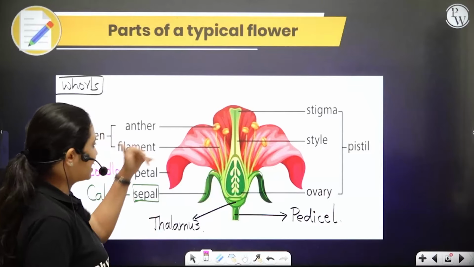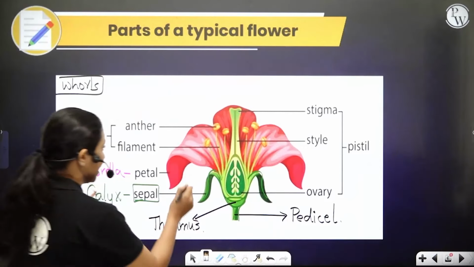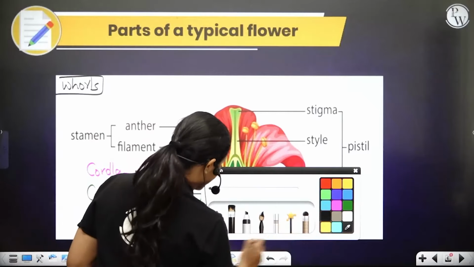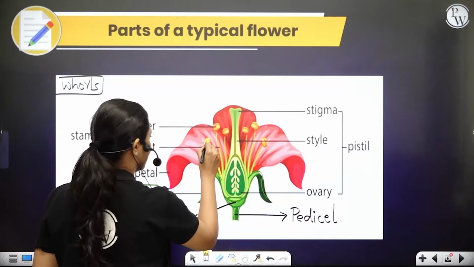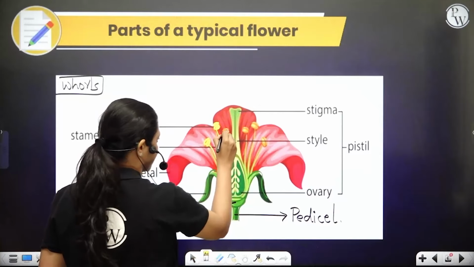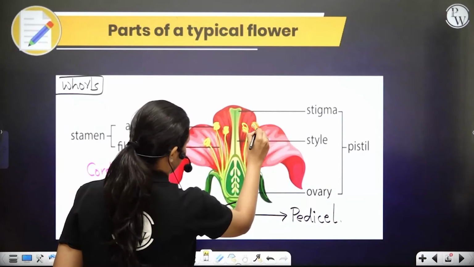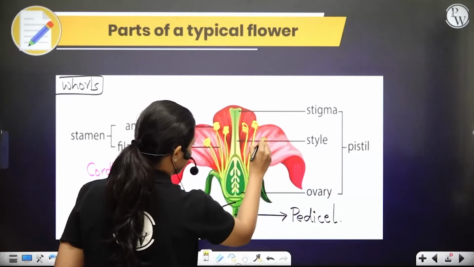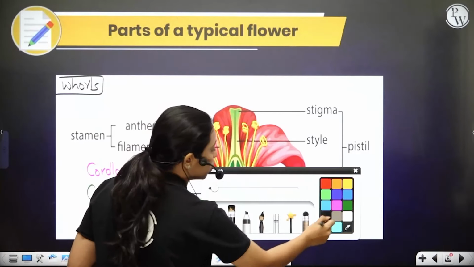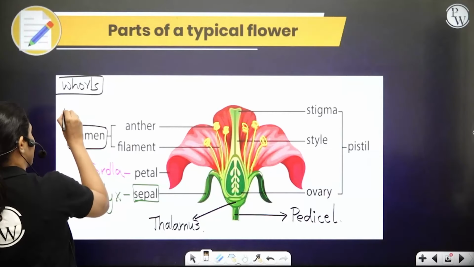Now, what lies inside it is the male reproductive part. Each individual component here is called a stamen. What I'm highlighting here in yellow color, this is the stamen. And their entire whorl of stamens is what we refer to as the androecium.